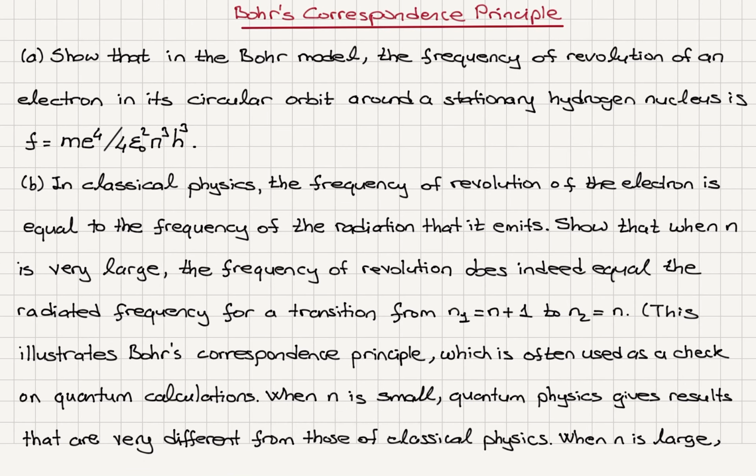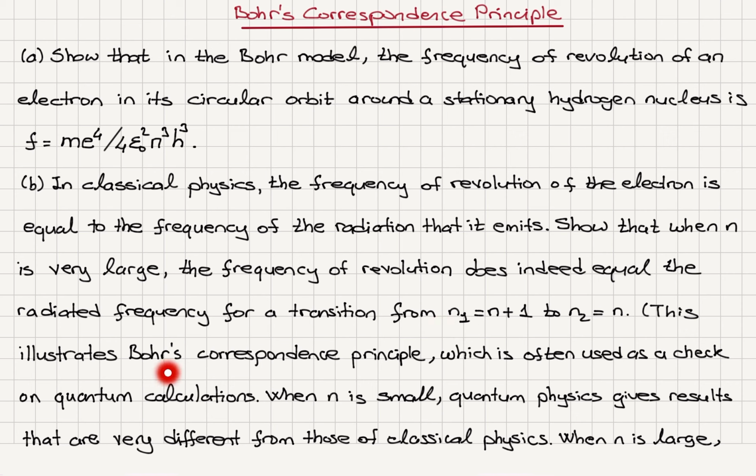We're continuing our discussion of Bohr's correspondence principle. In part A, we found that the frequency of the nth orbit is given by this expression. Part B: in classical physics, the frequency of revolution of the electron is equal to the frequency of the radiation that it emits. Show that when n is very large, the frequency of revolution does indeed equal the radiated frequency for a transition from n1 equals n plus 1 to n2 equals n.